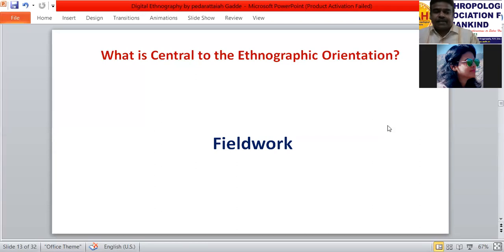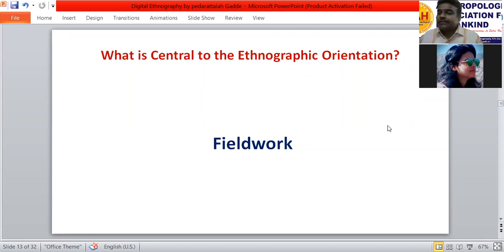Fieldwork came to mean immersion in the tribal society, learning as far as possible to speak, to think, see, feel, and act as a member of its culture, and at the same time as a trained anthropologist from a different culture. Quoted from Powdermaker, 1969, page number 418.